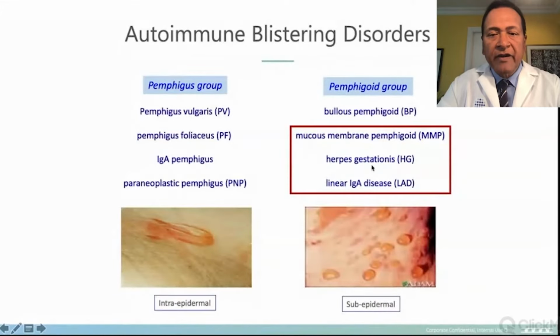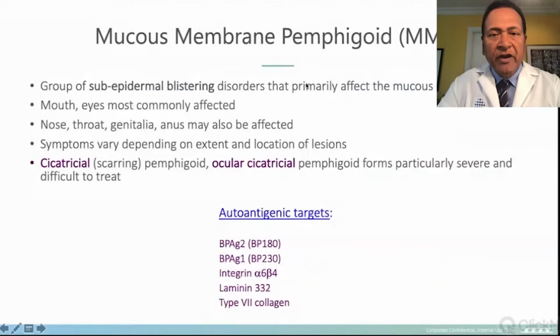Let's talk about a couple other entities in the pemphigoid group. Mucous membrane pemphigoid is now the term of choice. There were a few different entities that now fall under that umbrella, including cicatricial or Brunsting-Perry pemphigoid, ocular pemphigoid or oculocicatricial pemphigoid, both of which are very severe forms and can be difficult to treat.